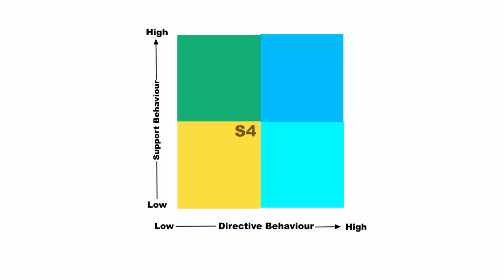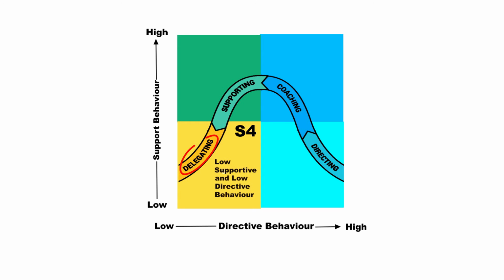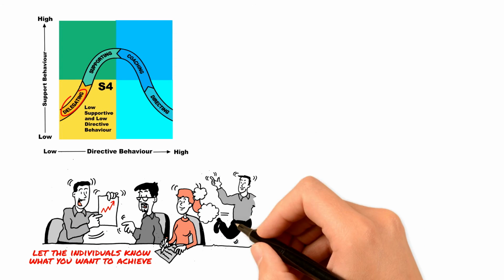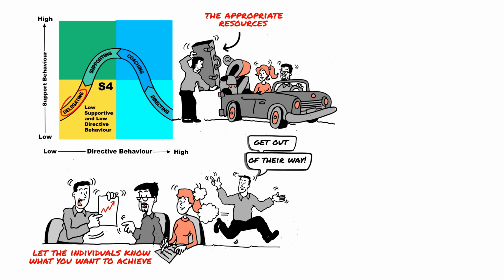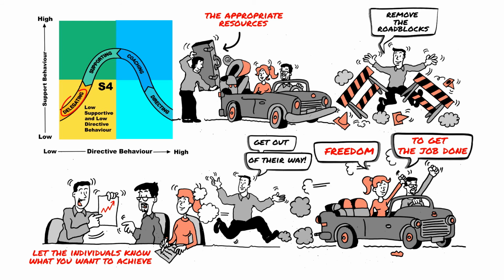The final quadrant S4 is labeled as a delegating style, as it combines a low directive behavior with a low supportive behavior. In this quadrant you let the individuals know what you want to achieve and then get out of their way. Provide your people with the appropriate resources, remove the roadblocks, and allow them the freedom to get the job done.